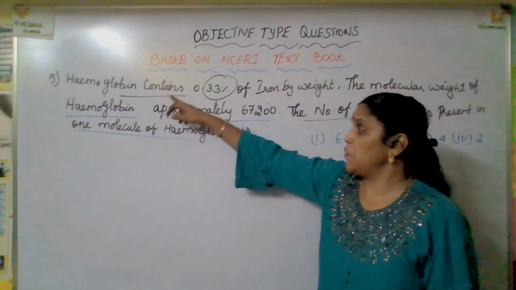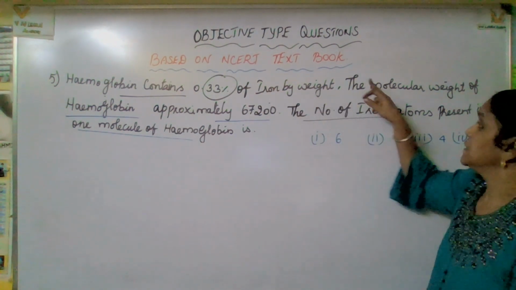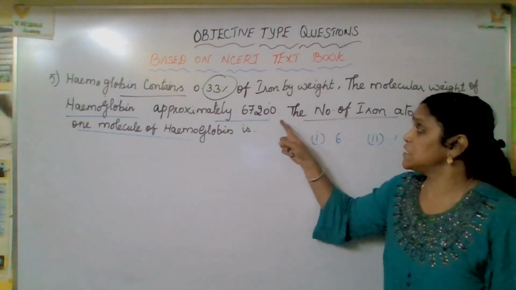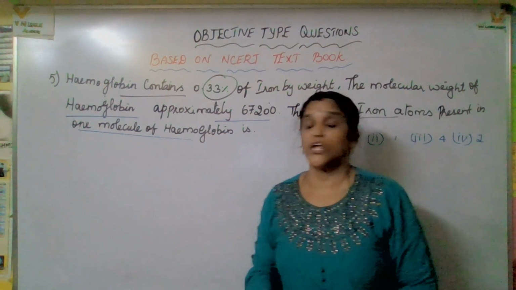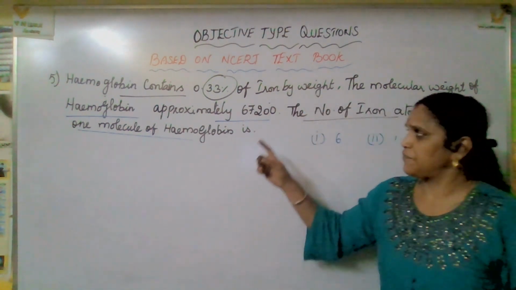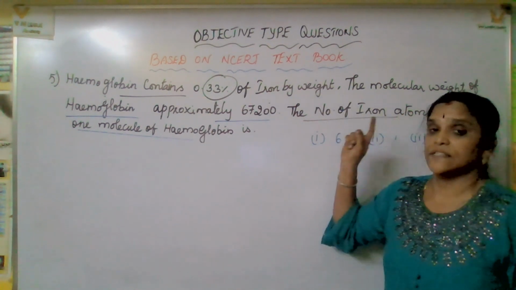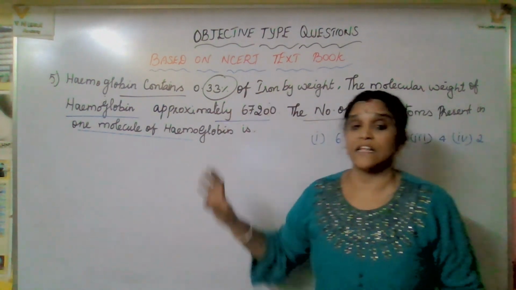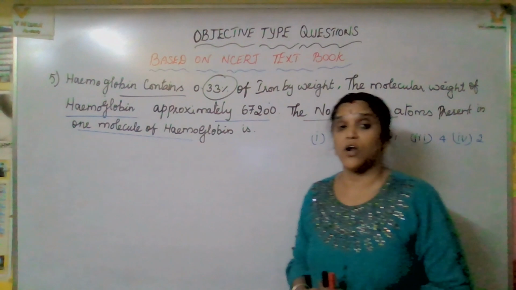The next question: hemoglobin contains 0.33 percentage of iron by weight. The molecular weight of hemoglobin is approximately 67,200. The number of iron atoms present in one molecule of hemoglobin is. It's very simple. Let us identify. 0.33 percentage of iron by weight is present in the hemoglobin. Now they are asking what is the number of atoms present in one molecule of hemoglobin.